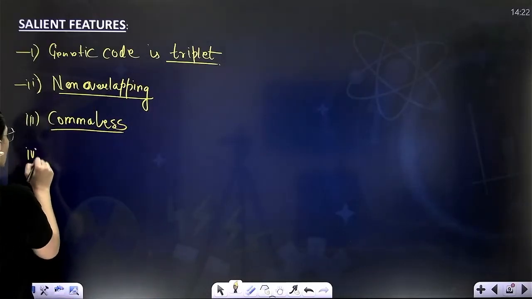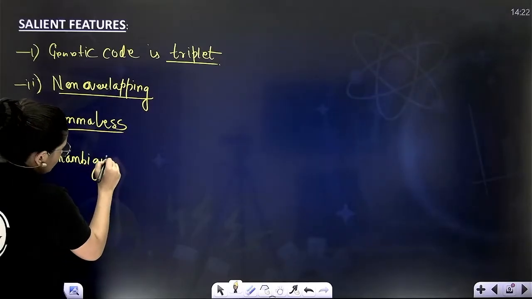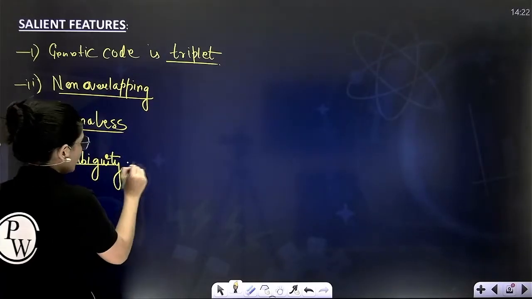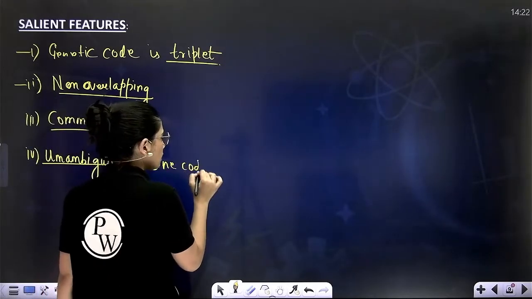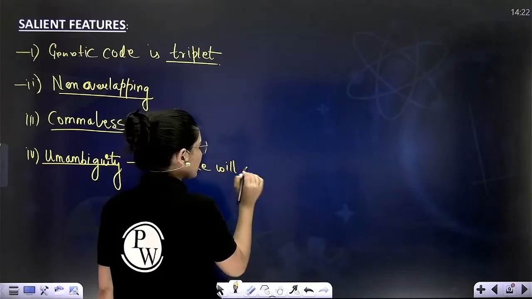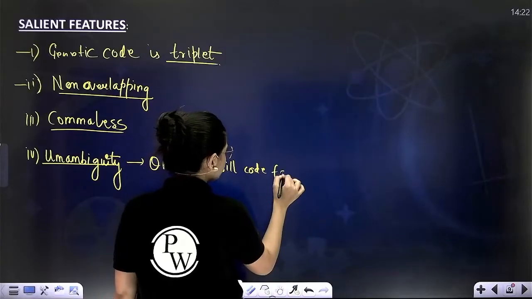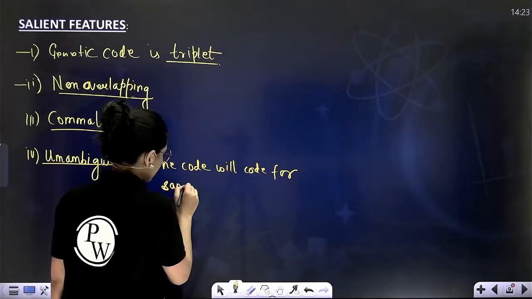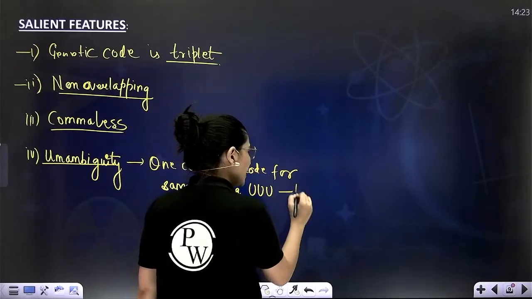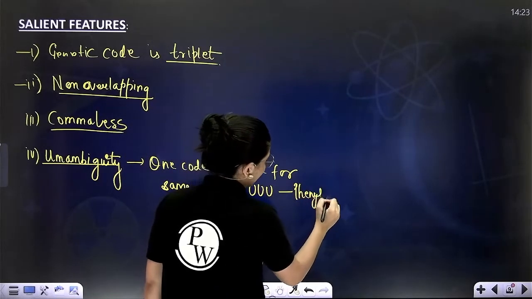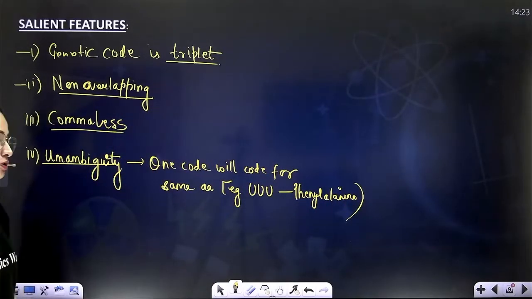Fourth property, unambiguity. Unambiguity means what? Unambiguity means at a time one codon will always code for the same amino acid. Like for example, triple U always codes for phenylalanine. Right, now you have seen this in the experiment of Nirenberg also.